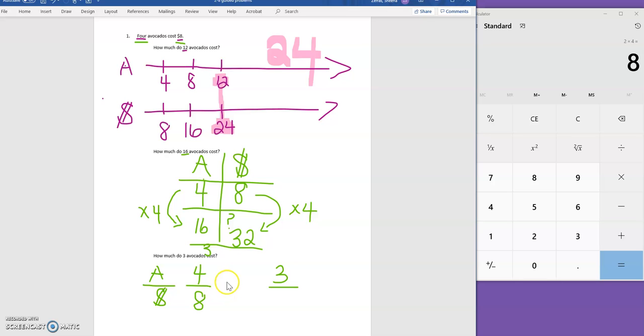So before I can find how much 3 cost, using a calculator, I'm going to identify how much 1 costs. Because when I am dividing, 4 divided by 4 will give me 1. 8 divided by 4 tells me the cost of 1 avocado is $2. Once I know the cost of 1, I can then figure out the price of any other value, because 1 times anything will give you that number. So we're buying 3, so we're taking the cost of 1, multiplying it by 3, and we see that 3 avocados will cost $6.